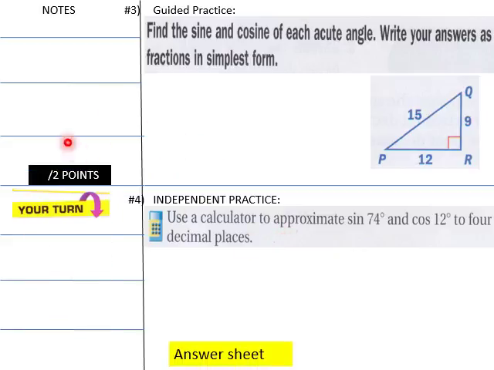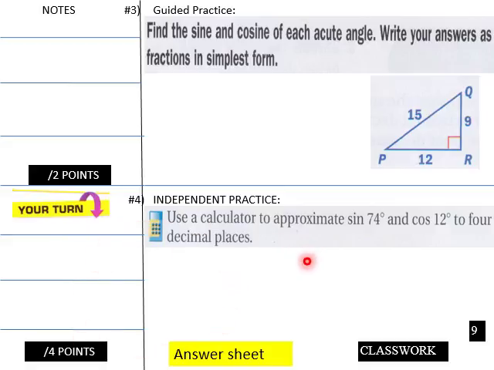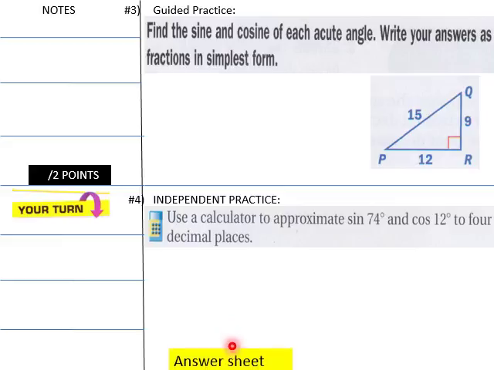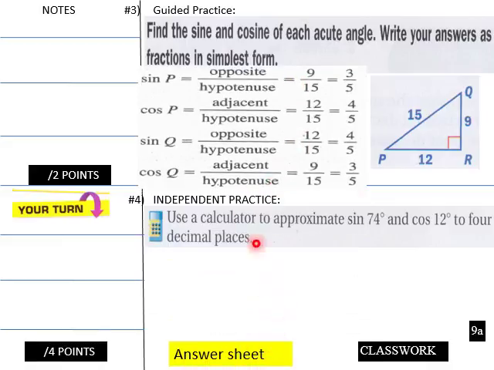Okay, there's 2 points up here. Students, you've got a 4-point situation here. Let's do the solution to our guided practice now. Here's all your ratios for finding sine and cosine of each. For sine P, which is here, 9/15, and cosine of P would be 12/15. And then for Q, we find our sine Q and then cosine Q. These are our two acute angles. This is your 90, we're not going to do that here.